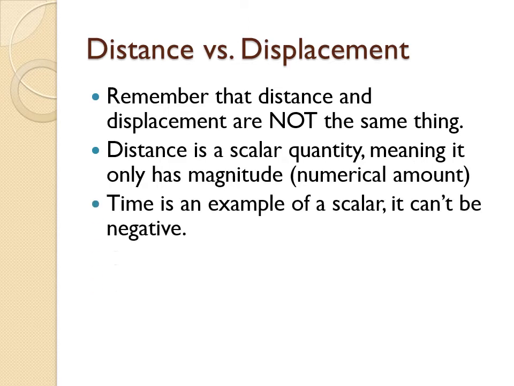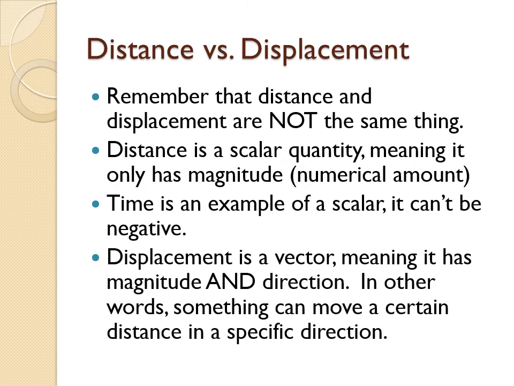Time is another example of a scalar. It can't be negative. Distance can't be negative. Displacement's a vector, so it has magnitude and direction. In other words, something can move a certain distance in a direction, away from where they started.